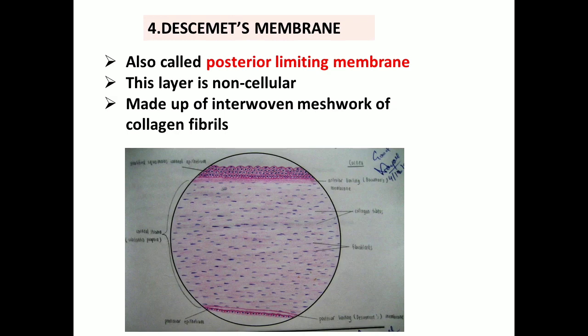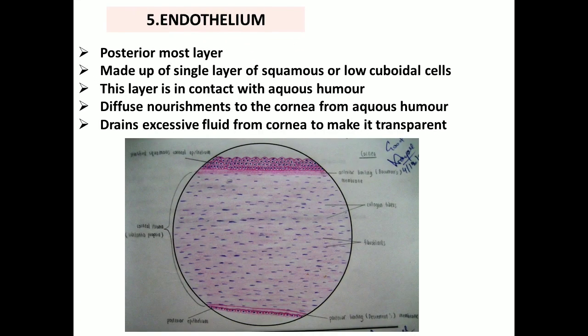Next is the fourth layer, Descemet's membrane. This is also called the posterior limiting membrane, and it is also non-cellular. This layer is made up of interwoven meshworks of tiny collagen fibers, and these collagen fibrils can also be demonstrated under the electron microscope.